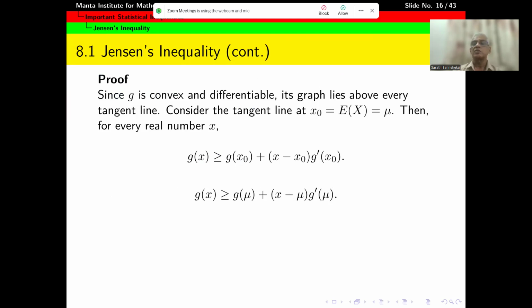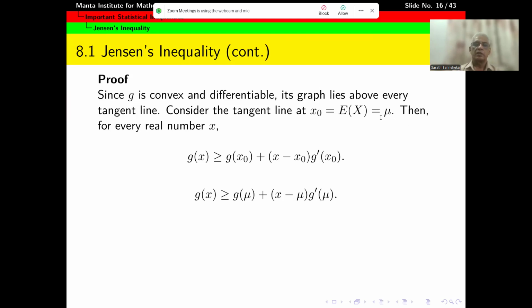Right? Remember, if g is convex and differentiable, then the graph lies above every tangent line. If you draw the tangent line to the graph at any point, the whole graph always lies above the points on the tangent line. So, if you consider a particular point, say x naught, let's take x naught to be the expected value of the random variable X, which is usually denoted by mu. So let us consider that particular point and the tangent at that point.